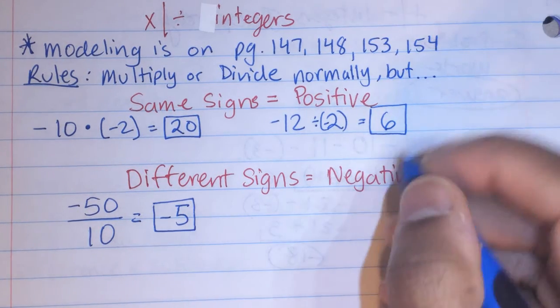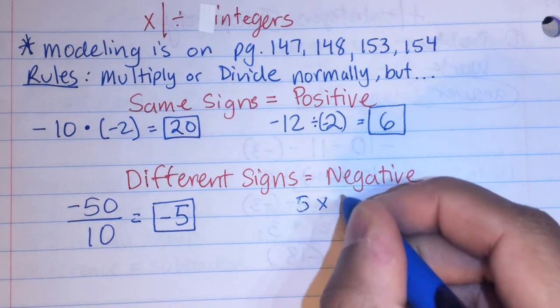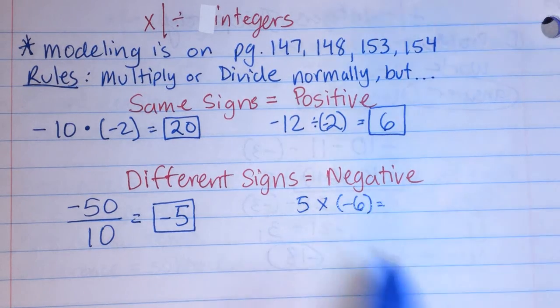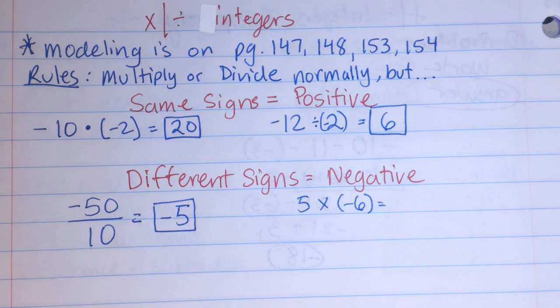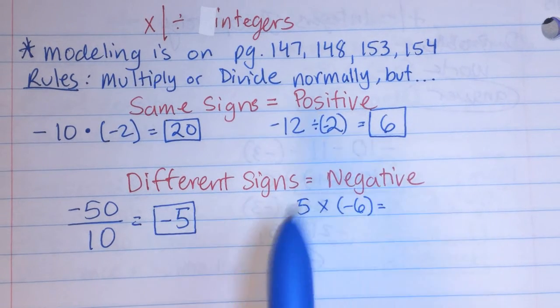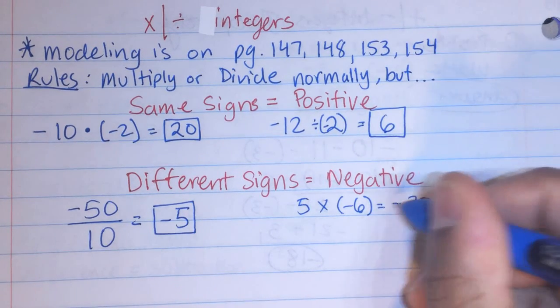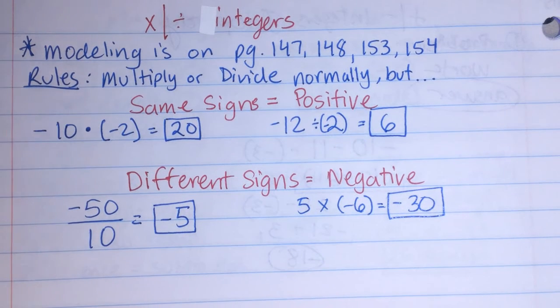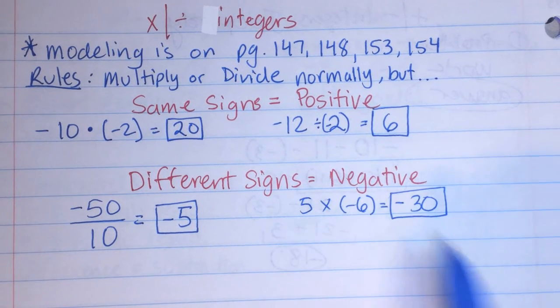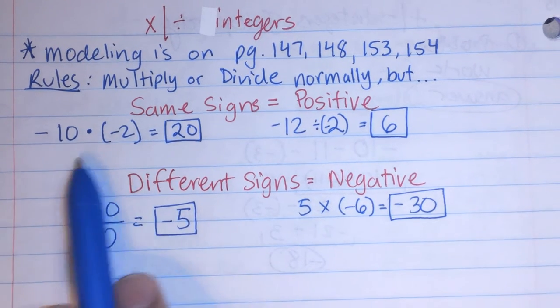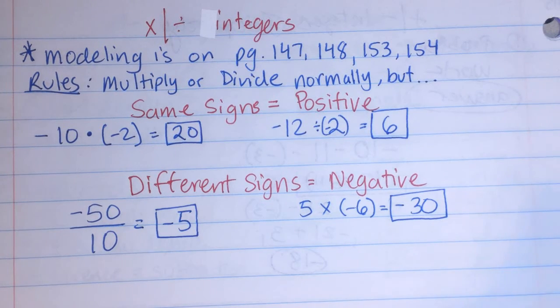So another example is 5 times negative 6. Now, again, this is multiply or divide like normal. So I'm going to do 5 times 6, and that's 30. But since they're different signs, my answer is going to be a negative 30. So again, you just multiply or divide like normal, and then we put the sign in our answer depending on what we're multiplying. I'm multiplying two different signs, so my answer is negative. Over here, we're multiplying two of the same sign, so my answer is positive.